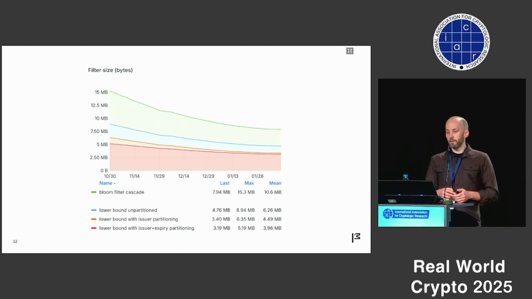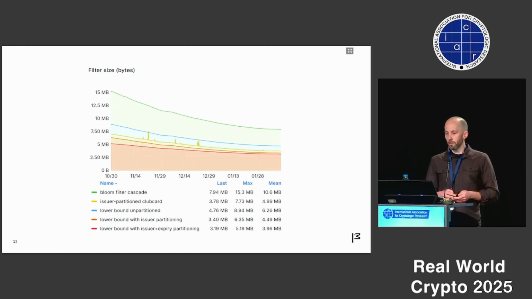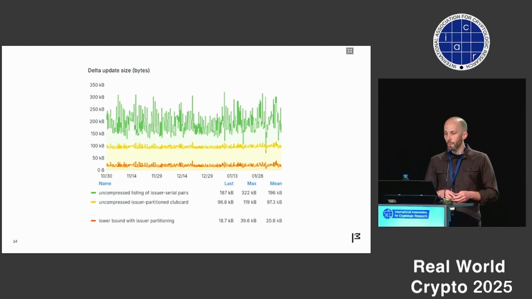Here are the lower bounds if you partition the web PKI by issuer or by issuer and expiry. Orange is by issuer and red is by issuer and expiry. And then here are the club cards that we actually publish. So we're about 11% off of that issuer partitioned lower bound. And we have code to do the issuer and expiry partitioning as well from a Waterloo undergrad who interned with us last fall, Gavin Wang. So we'll roll that out eventually, and that line will drop further.